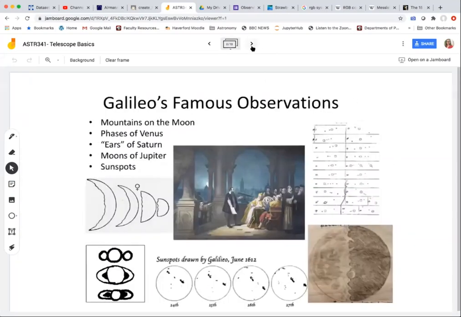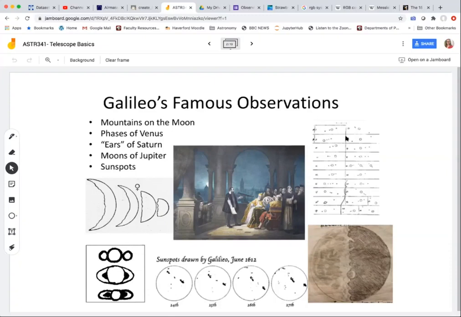As an astronomer, you should know about Galileo's famous observations. And he was using a telescope that was way worse than the 16-inch telescope, much smaller field of view. This was very challenging. But he was still able to see mountains on the moon. He was able to make out that Venus has phases, which is a really important piece of observational evidence that the Earth goes around the sun, not the other way around. He could see ears on Saturn, and this is one of his sketches of Saturn, and the rings to him look like little ears.